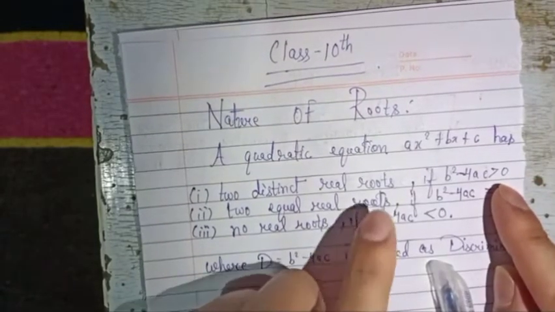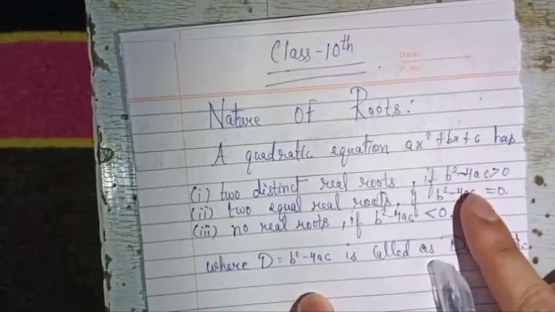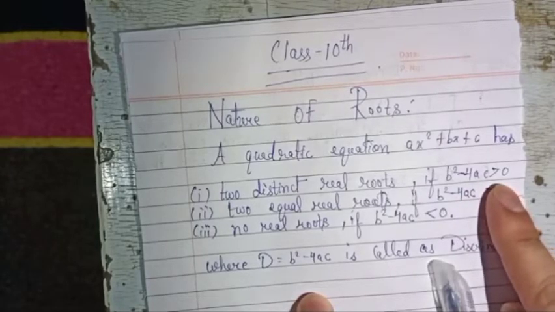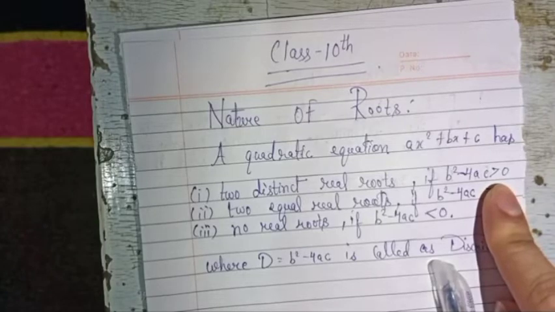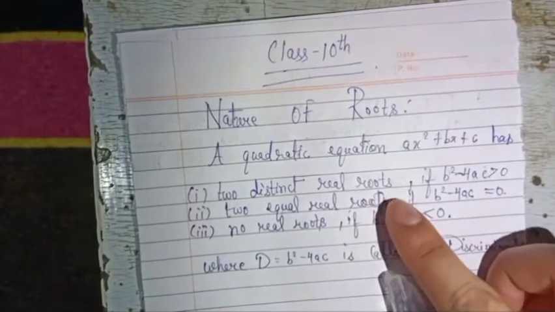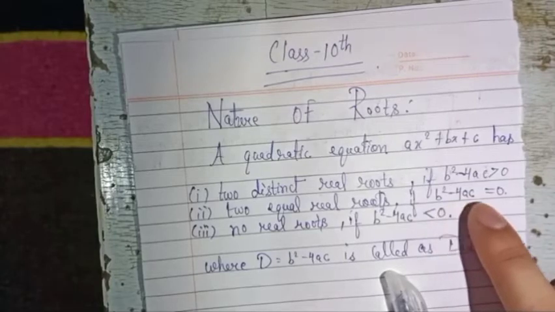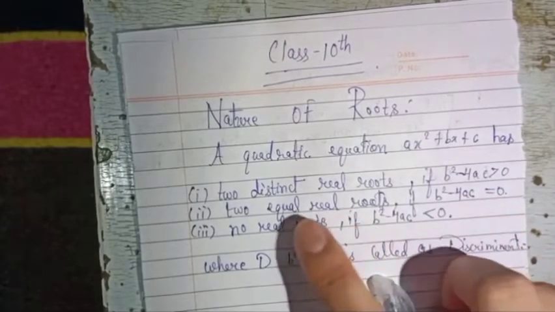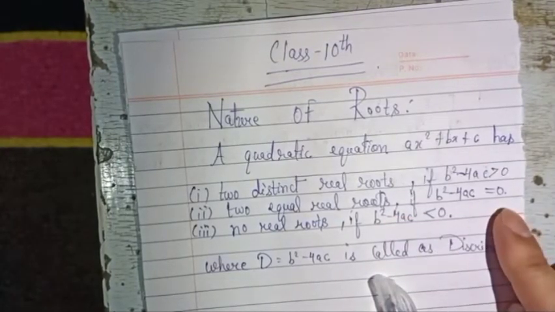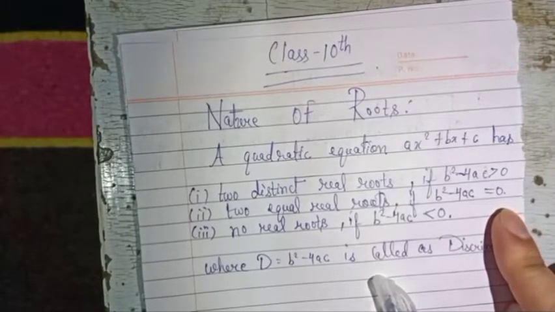If we calculate the value of b square minus 4ac from the quadratic equation and the value is positive, that means greater than 0, then there will be two distinct real roots. Distinct means different, so two different real roots will be there. And if the value of b square minus 4ac is 0, then there will be two equal real roots. For example, the roots will be either 1, 1, 2, 2, 3, 3, 4, 4, like that.